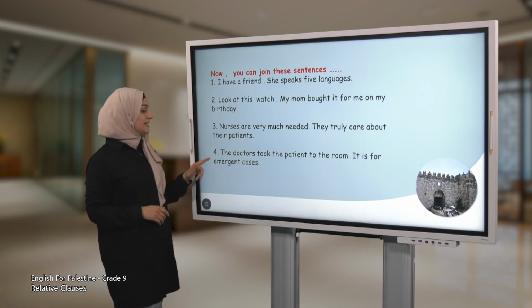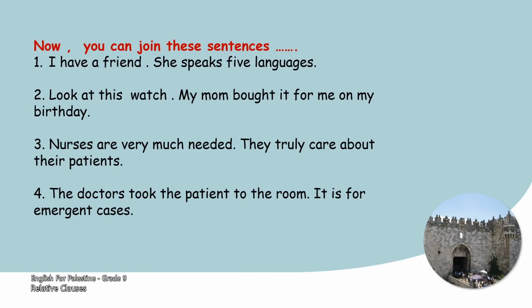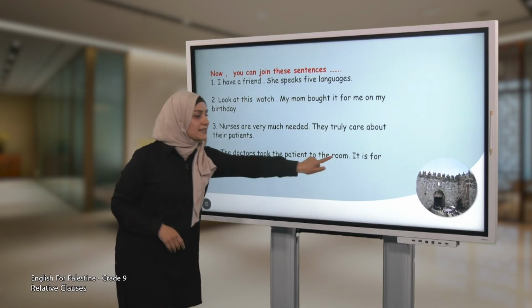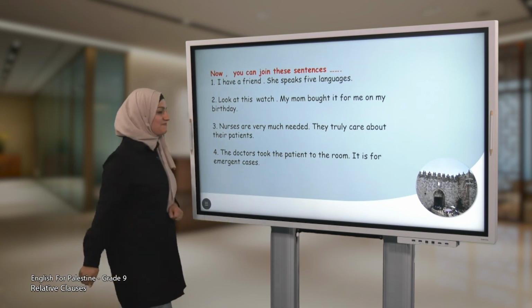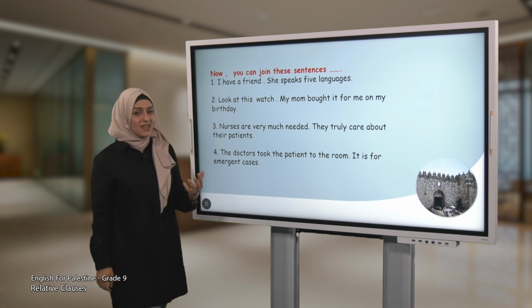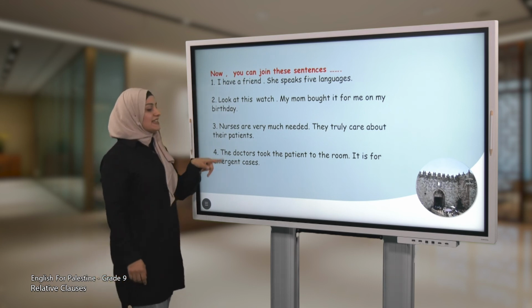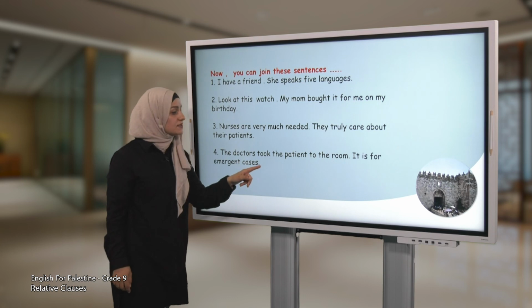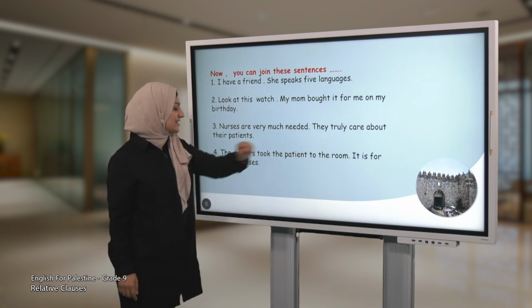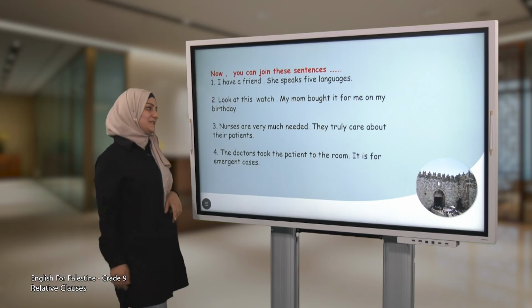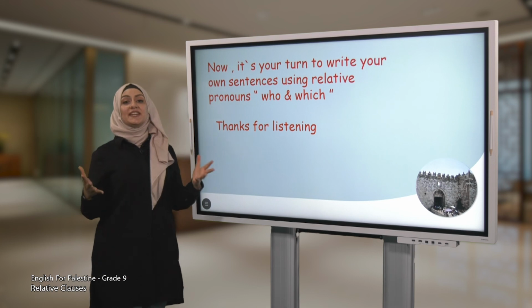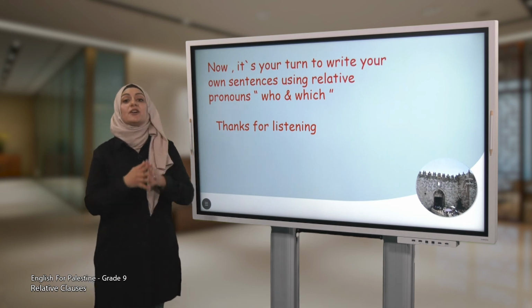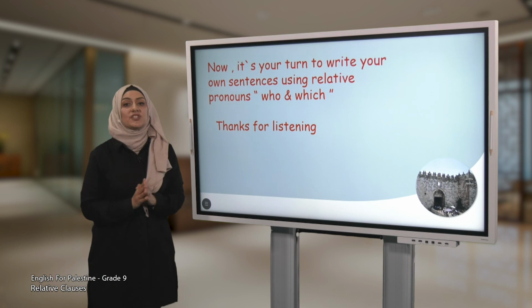And the last example is, the doctors took the patient to the room. It is for emergent cases. In the sentence, we have the pronoun "it". It refers to the room. Because it's a room and a thing, we should use "which". The doctors took the patient to the room, which is for emergent cases. Here are the answers. Dear students, now it's your turn to bring out your notebook and start exercising.